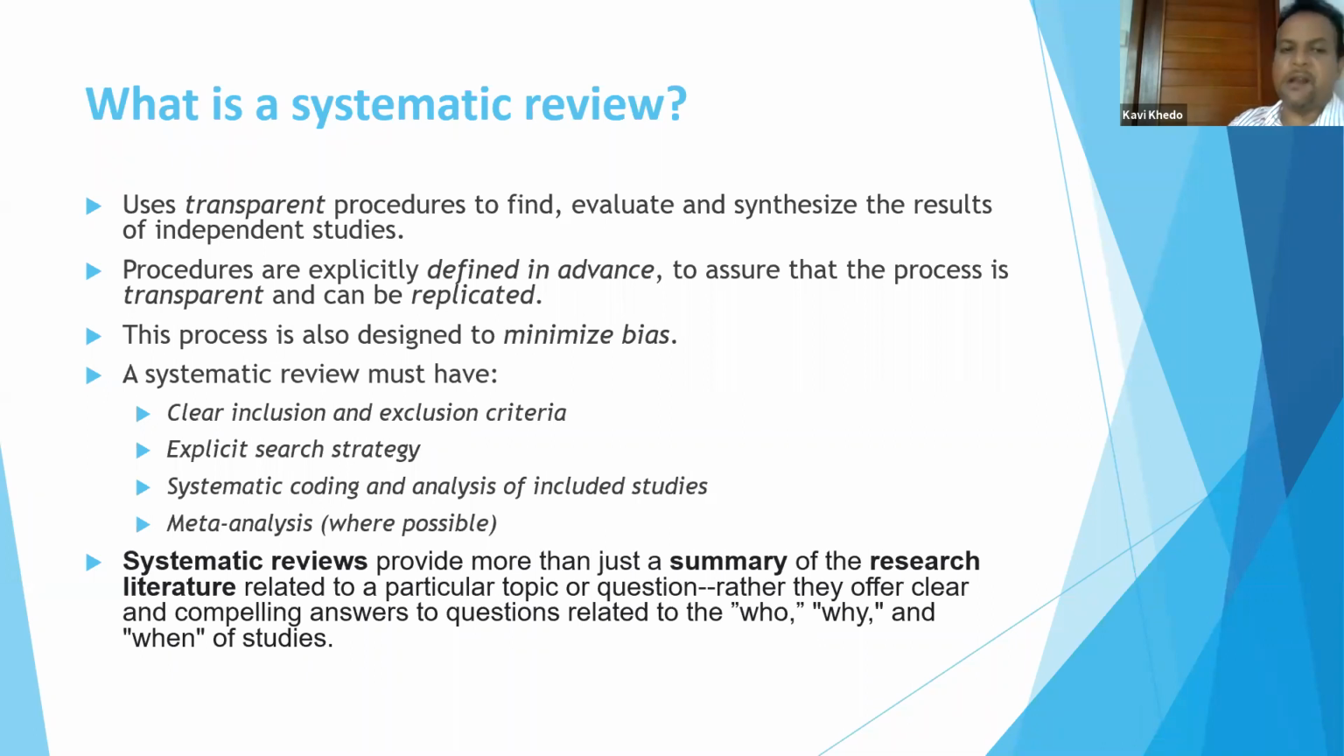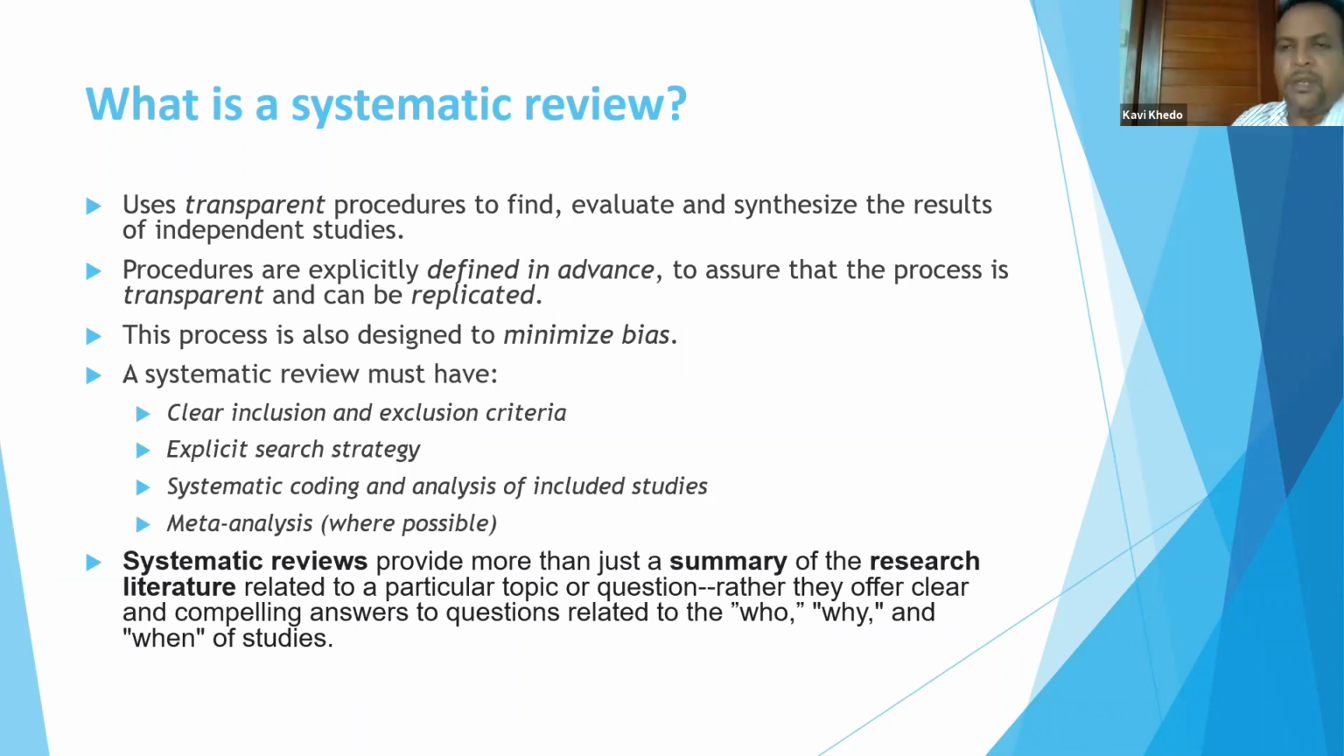I will comment on what a meta-analysis is, and what the difference is between a systematic literature review and a meta-analysis. Actually, meta-analysis can be part of a systematic review. Very often you hear this word meta-analysis, so I will comment on it as we proceed if you are not already aware of it. A systematic review provides more than just a summary. When you do a literature review in general, you provide just a summary of research literature related to a particular topic or question. Rather, the systematic review offers clear and compelling answers to questions related to the who, why, and when of those studies. This will become clearer as we proceed.